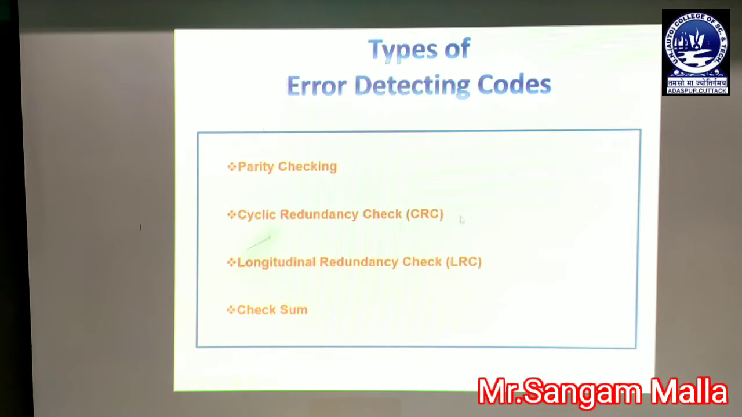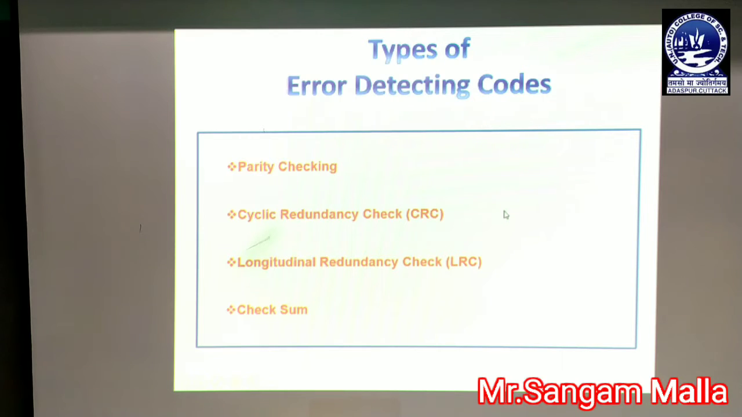Now we will be moving to the types of error detecting codes. There are 4 error detecting codes, which can be further categorized into some other simpler codes. The first one is parity checking, the second one is cyclic redundancy check, which is popularly known as CRC, the third one is longitudinal redundancy check, that is LRC, and the fourth one is checksum. So parity checking, cyclic redundancy check, longitudinal redundancy check and checksum are the types of error detecting codes.